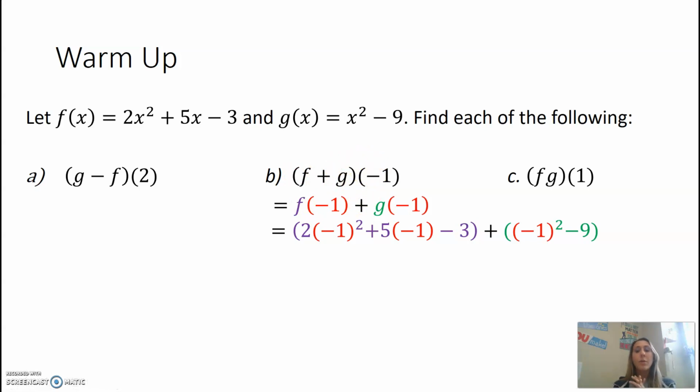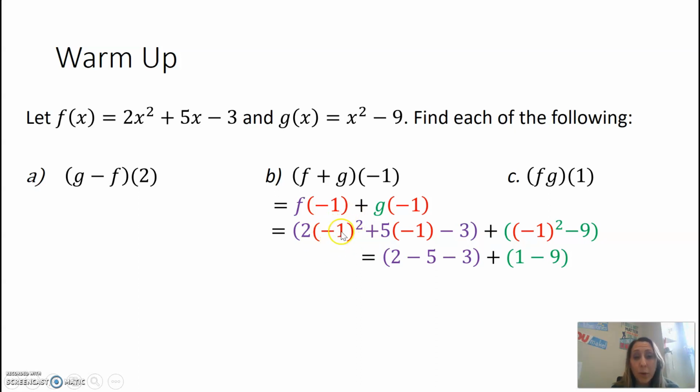So we're going to do that. So everywhere I saw an X, I replaced it with that negative 1. You should see that in the red. Then I went ahead and I did the computation. Now, a lot of people got this wrong because remember, the square belongs to everything inside that parentheses.